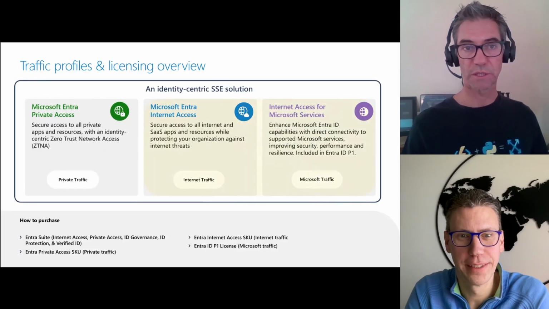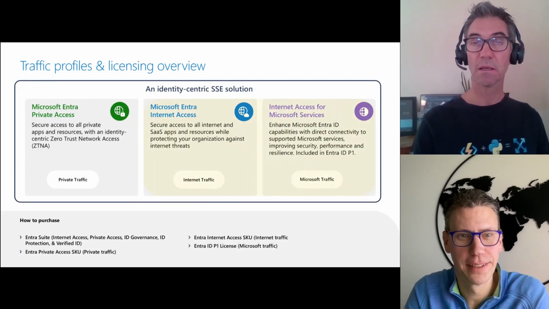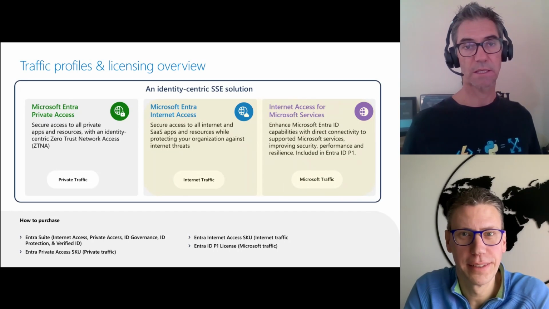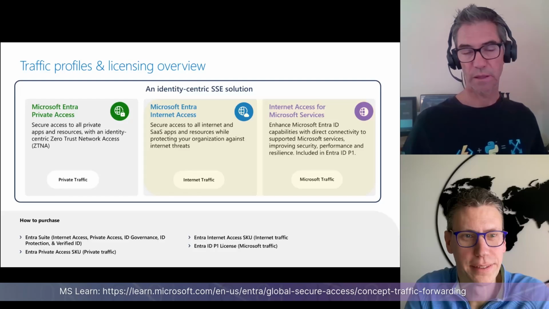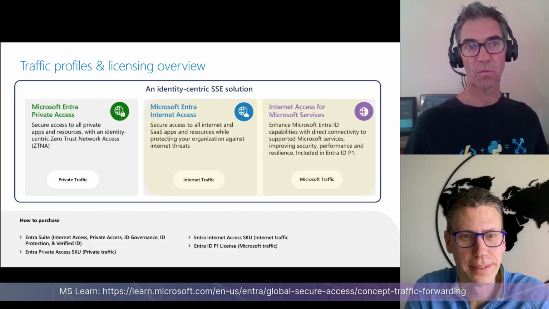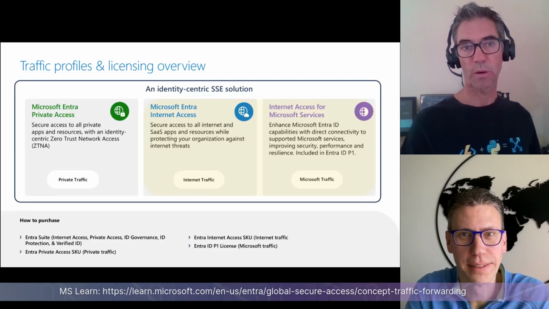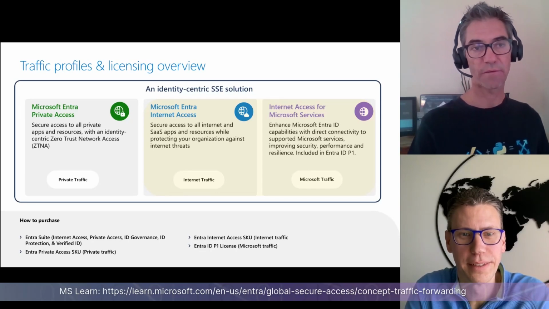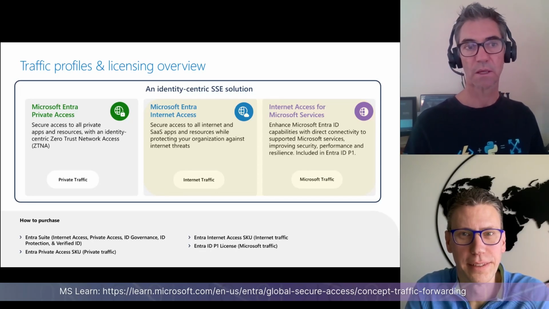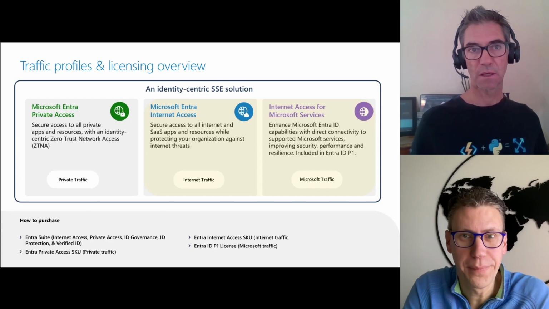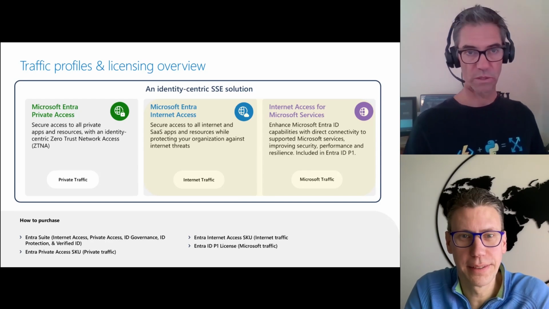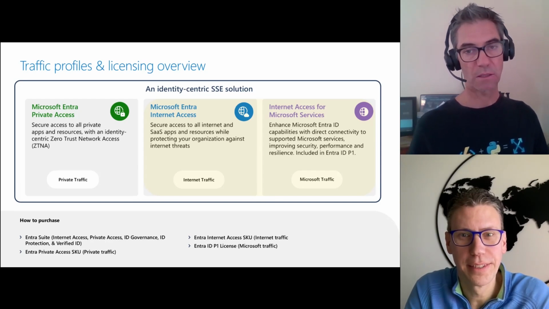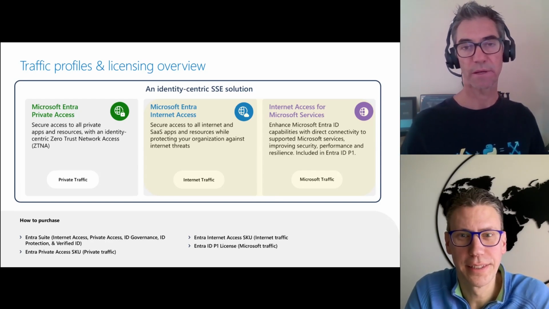What I want to just highlight is that within the global secure access, we have three traffic profiles, and last time we spoke about private access as a traffic profile, a forwarding profile. That's that private traffic. Then you can see in the middle of this diagram, we've got Microsoft Entra Internet Access, which is what we're going to be talking about today. And we're going to touch on the Microsoft traffic as well.